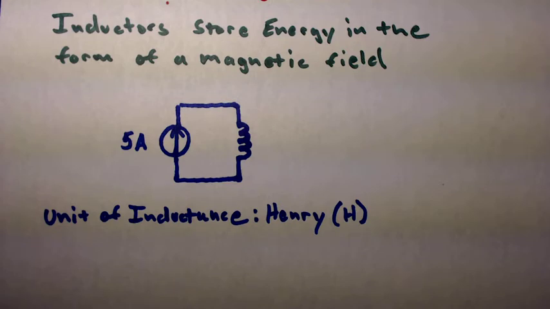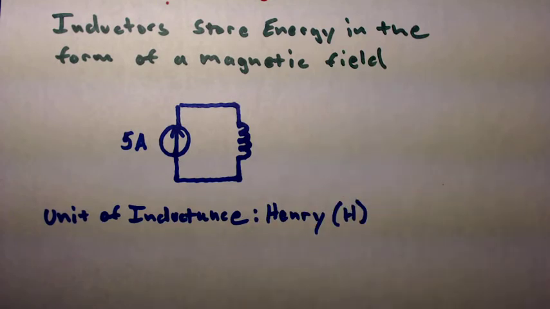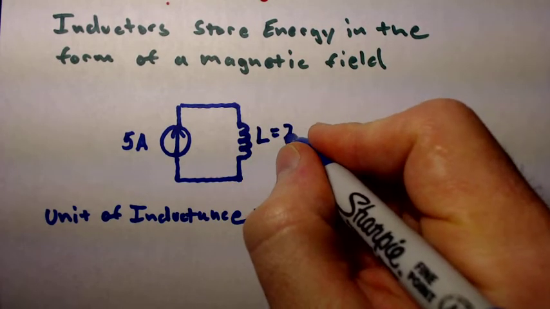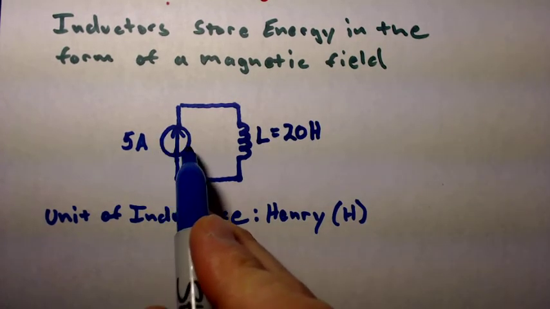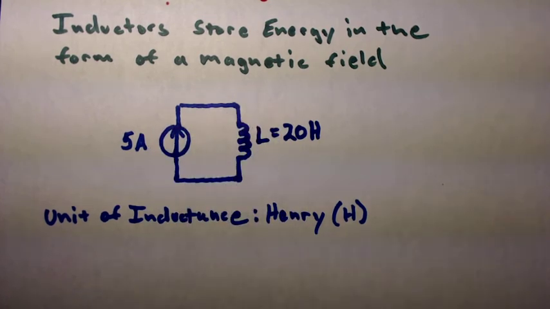Now, there are ways I can change how much inductance this coil of wire has. I could add more coils to it. I can make it bigger. I can make it smaller. I will go over those factors that affect inductance later. But for right now, let's just start off with describing how much inductance this has in terms of henries. So I'm going to make this L for inductor equal to 20 henries. So we have a 5 amp constant current source driving current through this inductor of 20 henries.